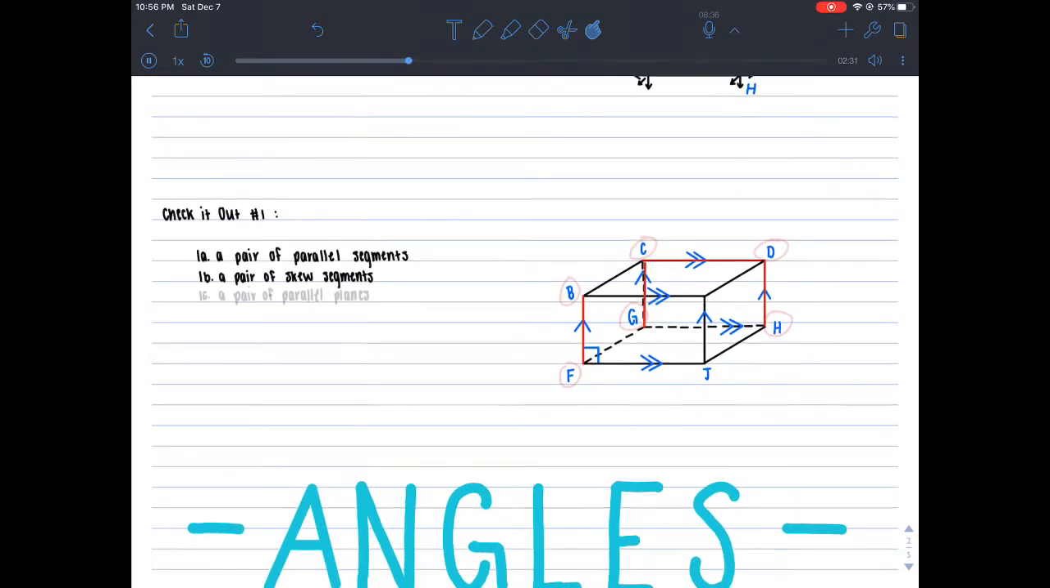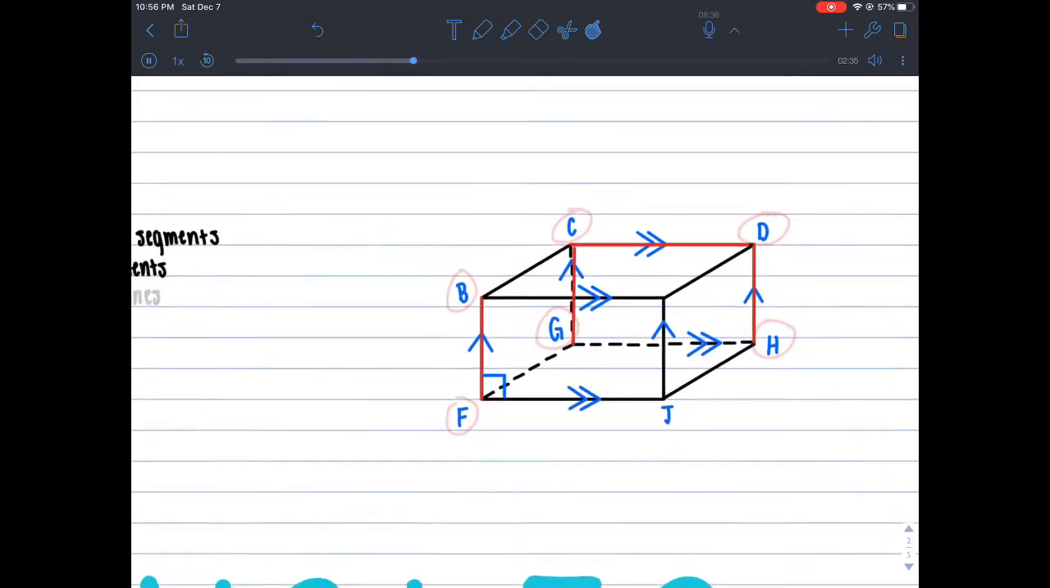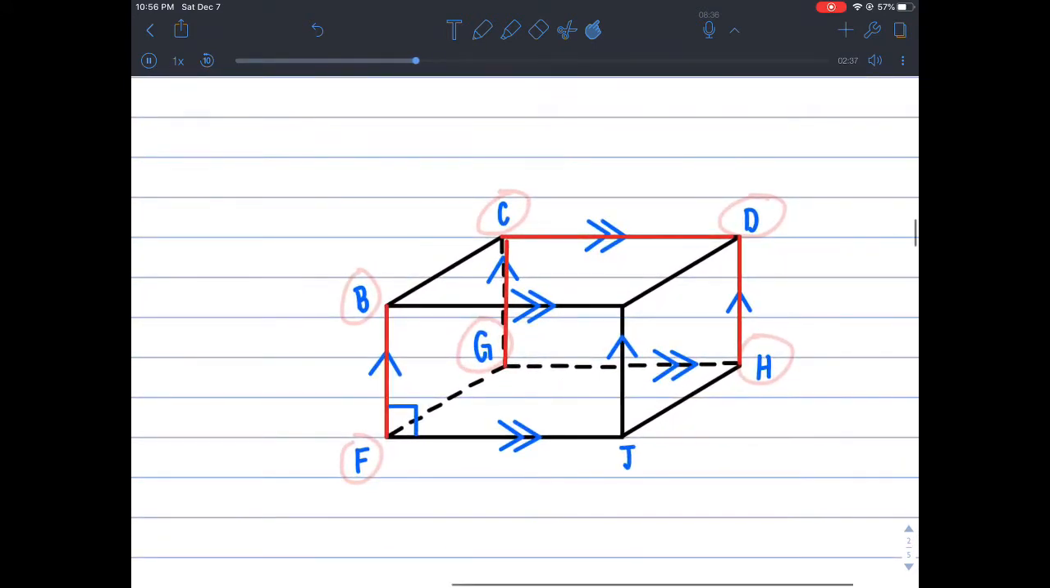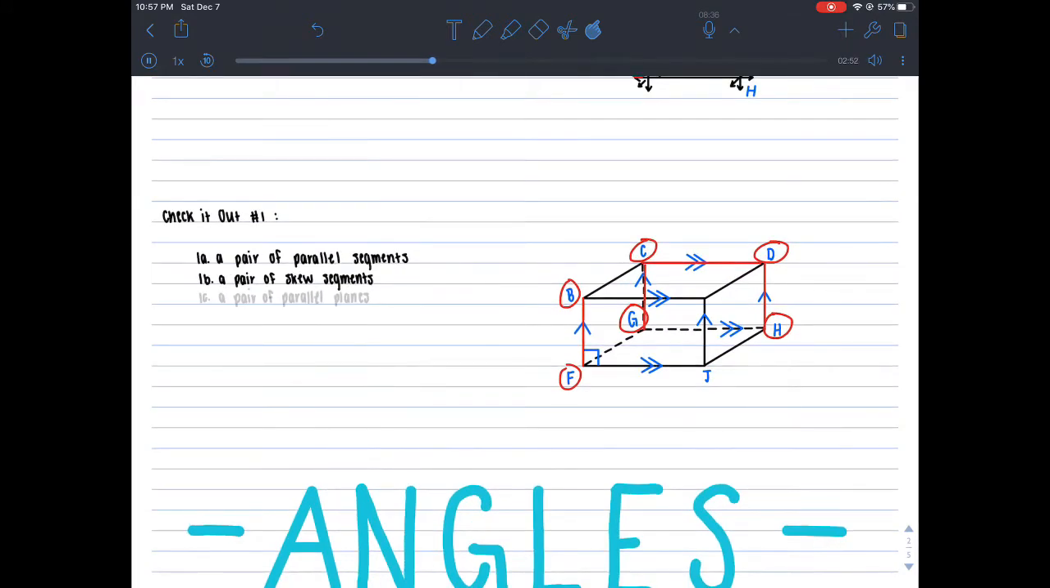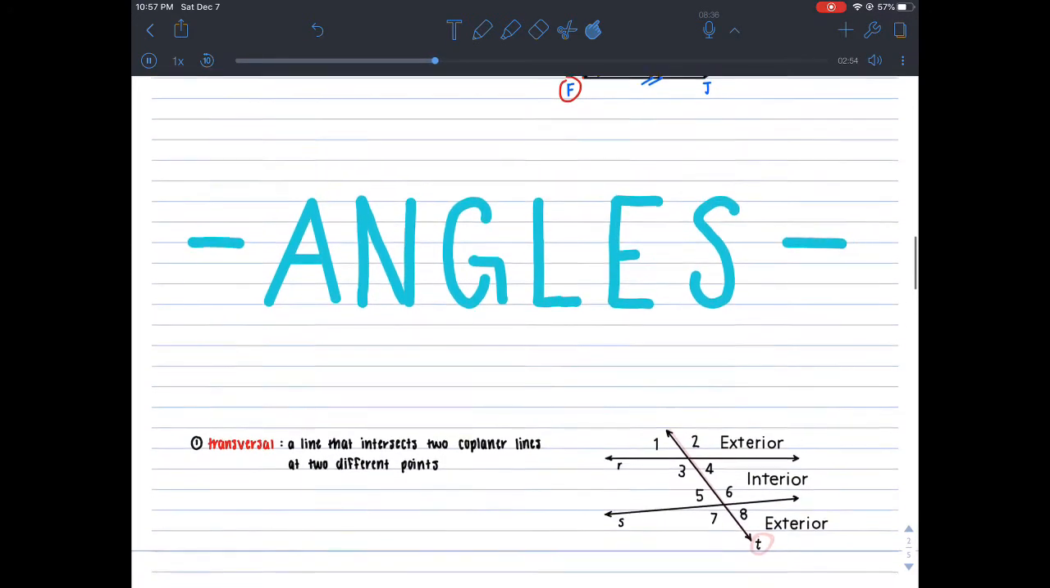Number 3, a pair of parallel planes. On the diagram drawn out, a pair of parallel planes will look something like this. Plane B, C, and D will be parallel to plane F, G, and H. Next, we will go on to learn about angles.